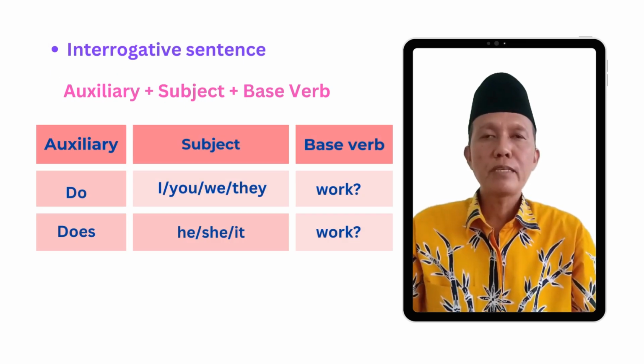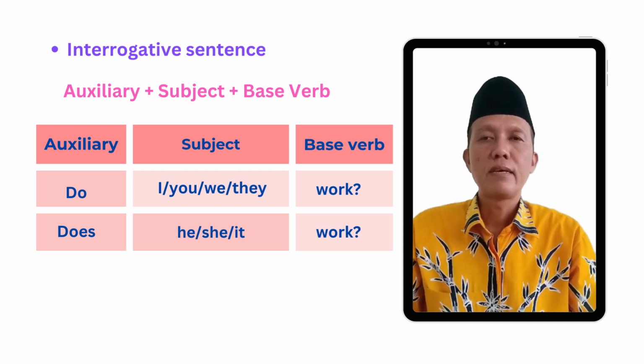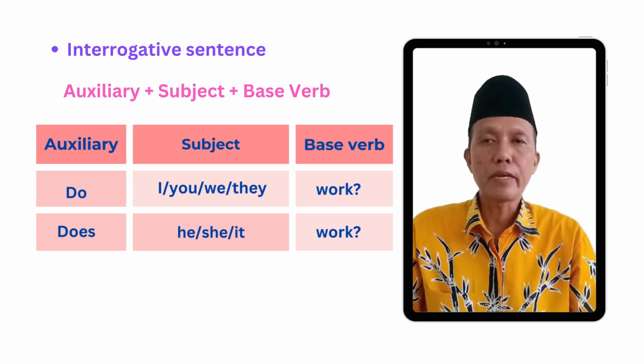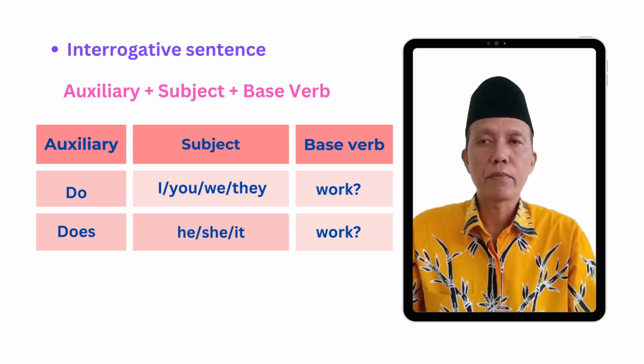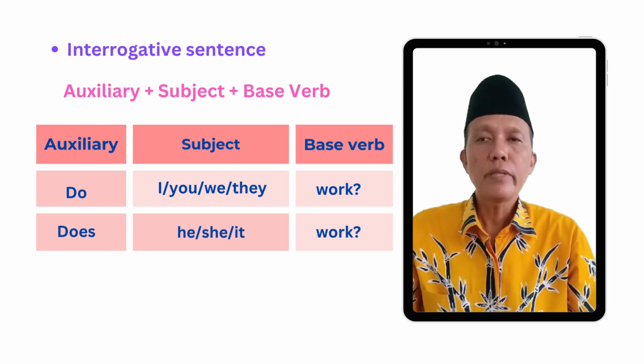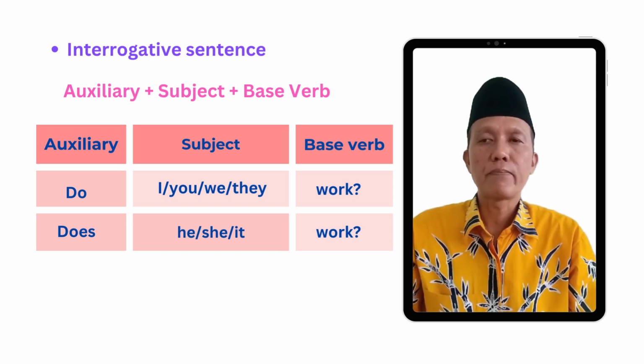Let's move on to discuss about the structure for interrogative sentence. The structure for interrogative sentence is that auxiliary plus subject plus base verb. Do I work? Do you work? Do we work? Do they work? Does he work? Does she work? Does it work? Let's look at the examples.